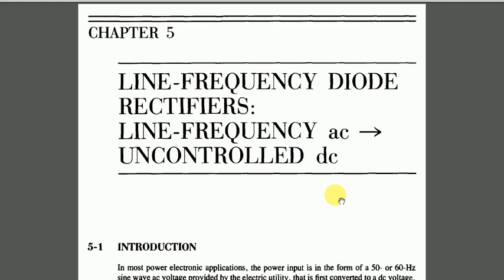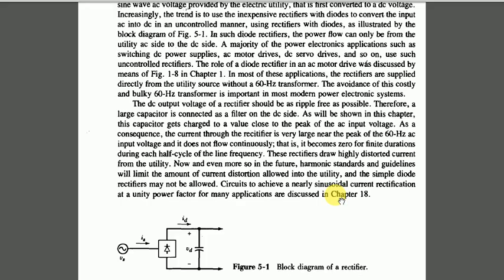So this is where we had started our discussion about diode rectifiers, in which we are having AC on the source side, and on the output side we are having uncontrolled DC. This is a simple block diagram of a rectifier. This is basically an uncontrolled rectifier, in which we can see that we are having an AC voltage source, then we are having a diode as a switching device. It has been shown in the form of a block.